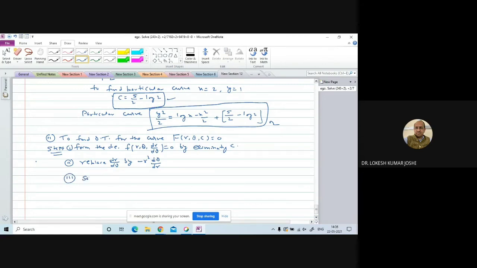And finally, solve the differential equation of the orthogonal trajectory, because as we have replaced this dr/d theta by minus r square d theta/dr, the resultant equation will be the equation of the orthogonal trajectory. We solve it, and it will be like this: f(r, theta, minus r square d theta/dr) equals 0. So these are simple steps. We can take one example of this type as well, so note down the example.